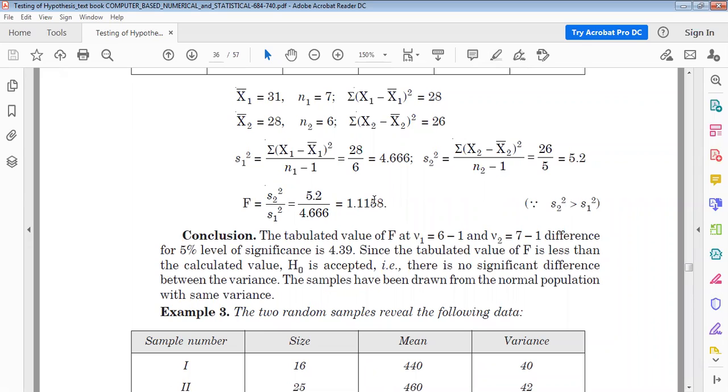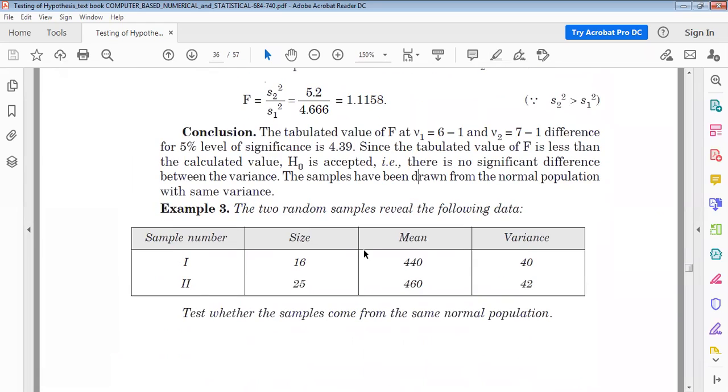Here S2 square is greater than S1 square, so we get 4.39 from the table value. Since the calculated value of F is less than the table value, the null hypothesis is accepted as in the previous example. So there is no significant difference between the variances. The samples have been drawn from normal populations with the same variance.